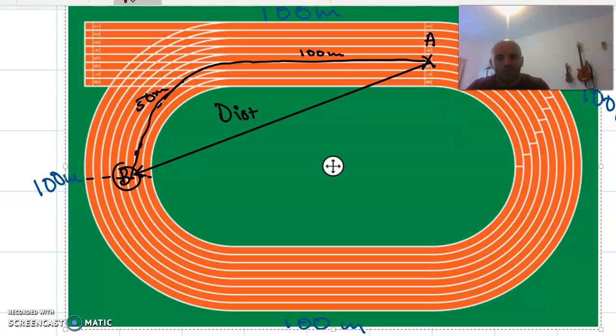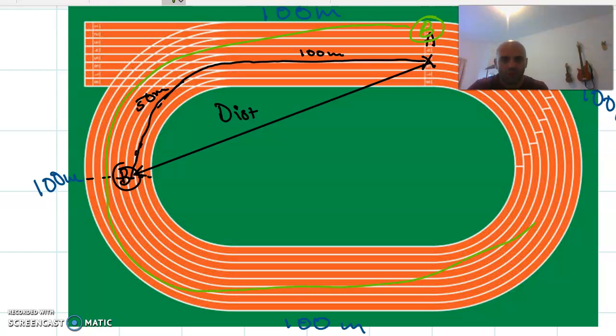Now let's say, for example, we've got maybe another runner who's going to start out here again at point A. Let's say we'll call this runner B, I guess. And he's going to do a full lap of the track. Well, the distance traveled for B would be one full lap of the track, and we know that that's 400 meters.